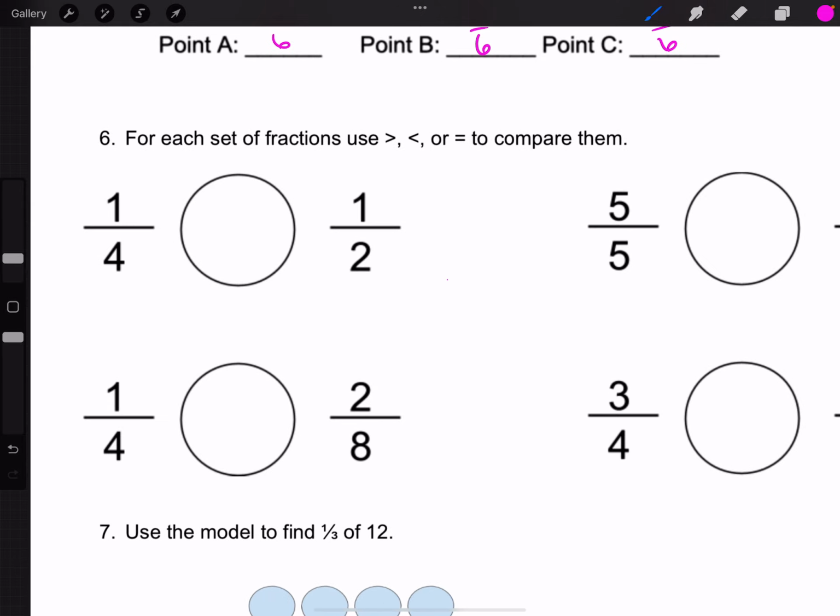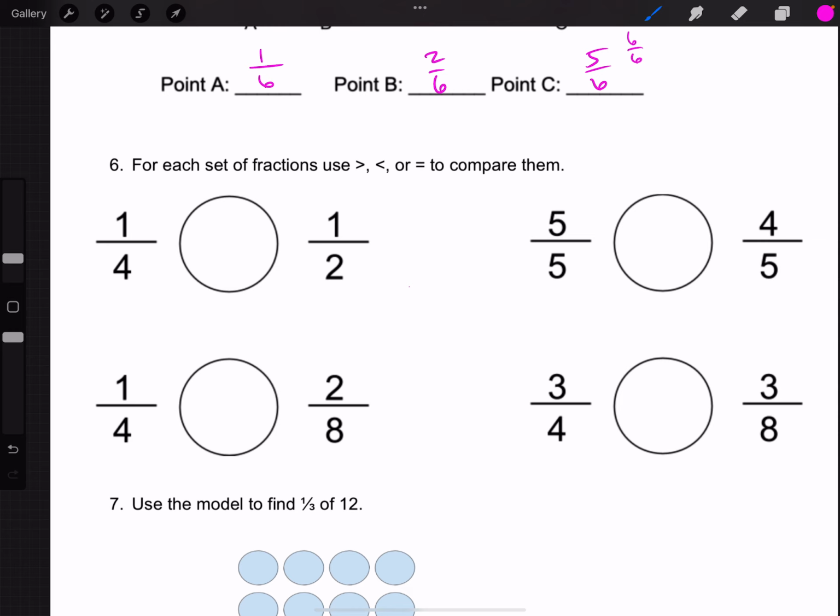Okay, number 6, we're using greater than, less than, or equal to compare these. And so there's different ways that kids can think about this. The first one right here, 1/4 and 1/2, a lot of times we would actually draw these out and we would look. So I have 1/4 right here and 1/2. The 1/2 is more. I could also think of it in a number line. So I have 0 and 1, 1/2's right in the middle, 1/4's a little less. So there's 1/4, but that is 1/2.